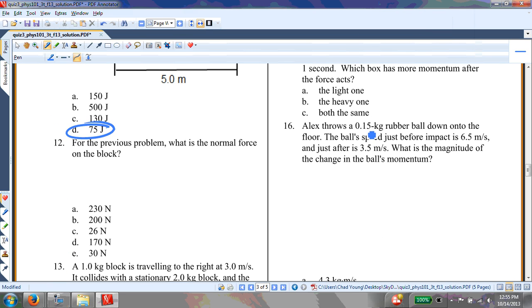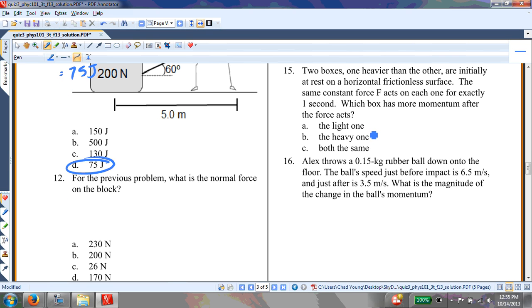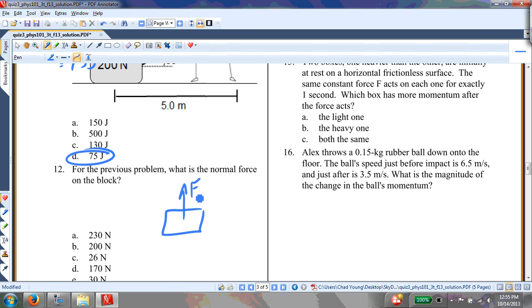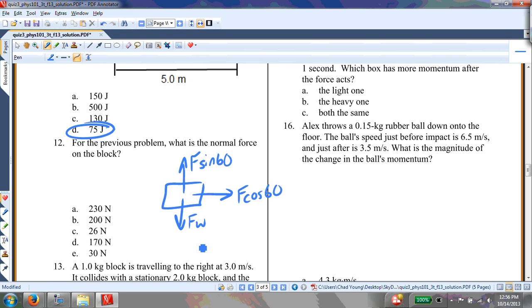Okay, now for this problem, I also want to know what is the normal force on the block. I'm going to redraw this for just a moment. So I have my block. I'm going to redraw it with my forces resolved. So I'm going to have F sine of 60 here and F cosine of 60 here. And then I have my force of weight. I think that's the only forces I have, yes. Oh, and then also my normal force, which is what I want to know.